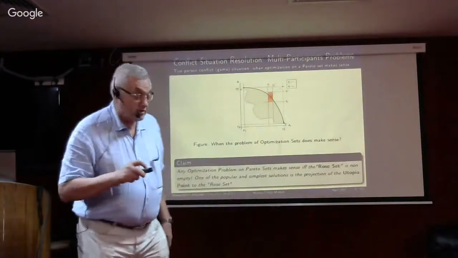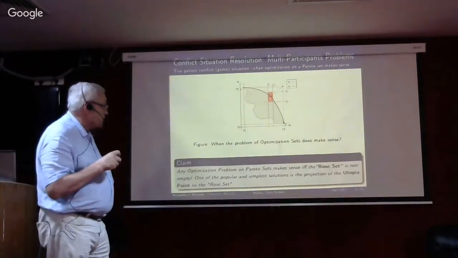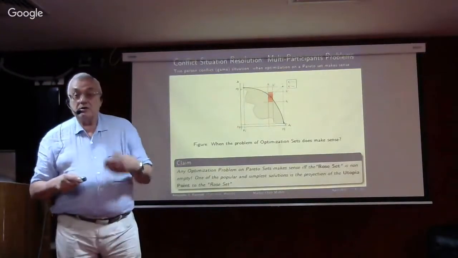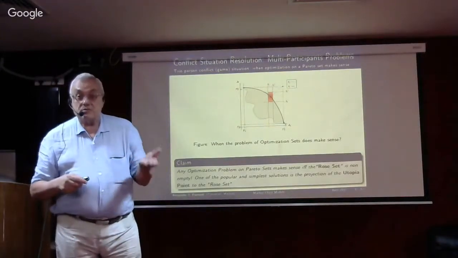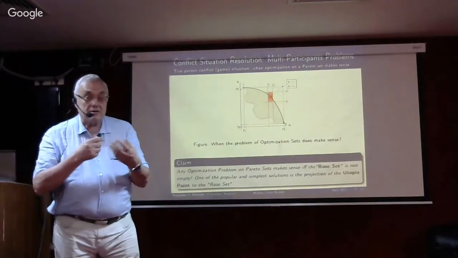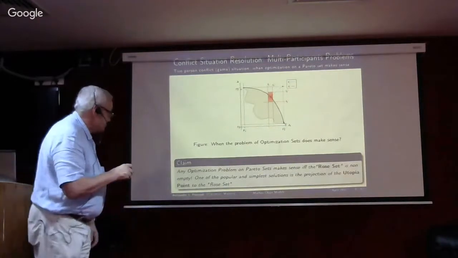But the suggestion is to take the projection of this point to the closest point in the Pareto set, and as experience shows, this point is satisfactory for both participants. So in some sense, this is a peace treatment. So this is the idea.